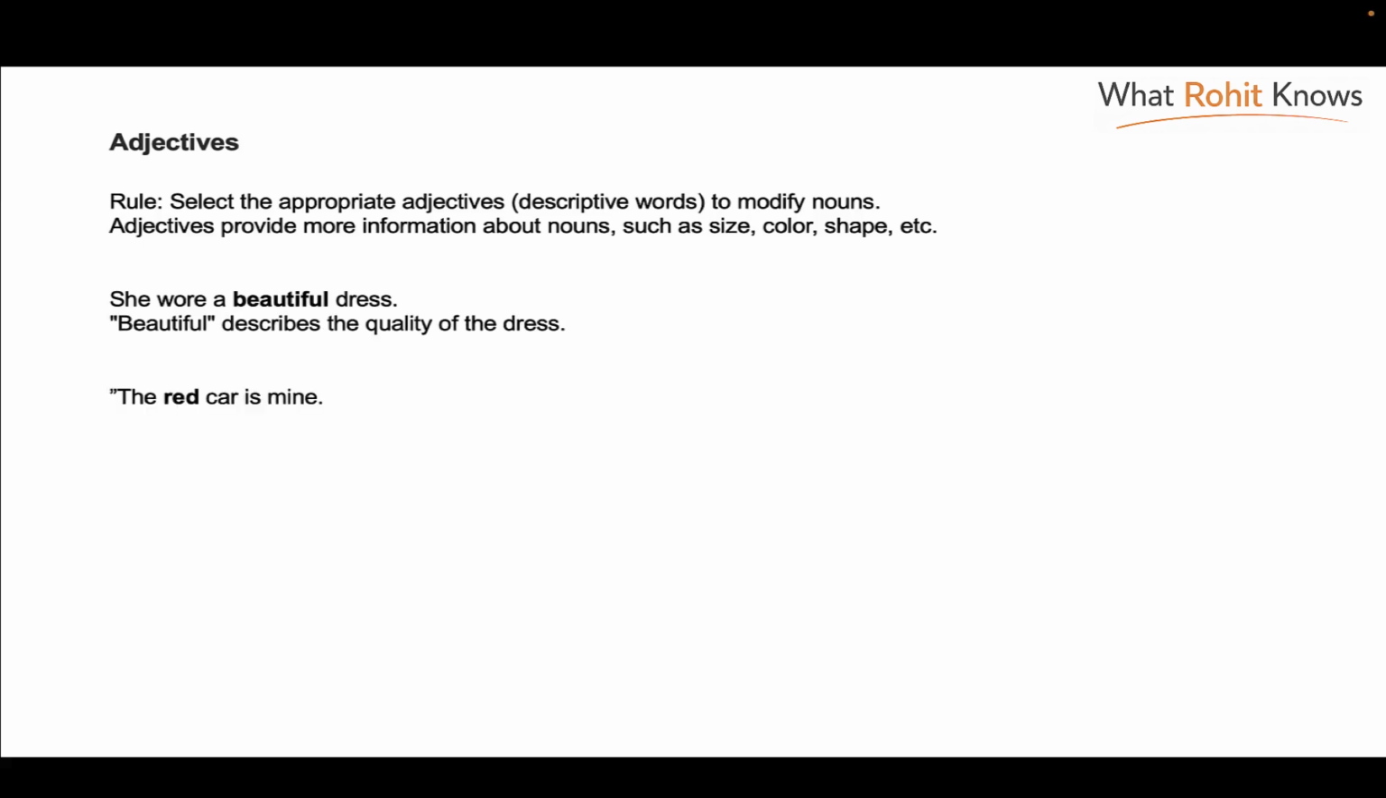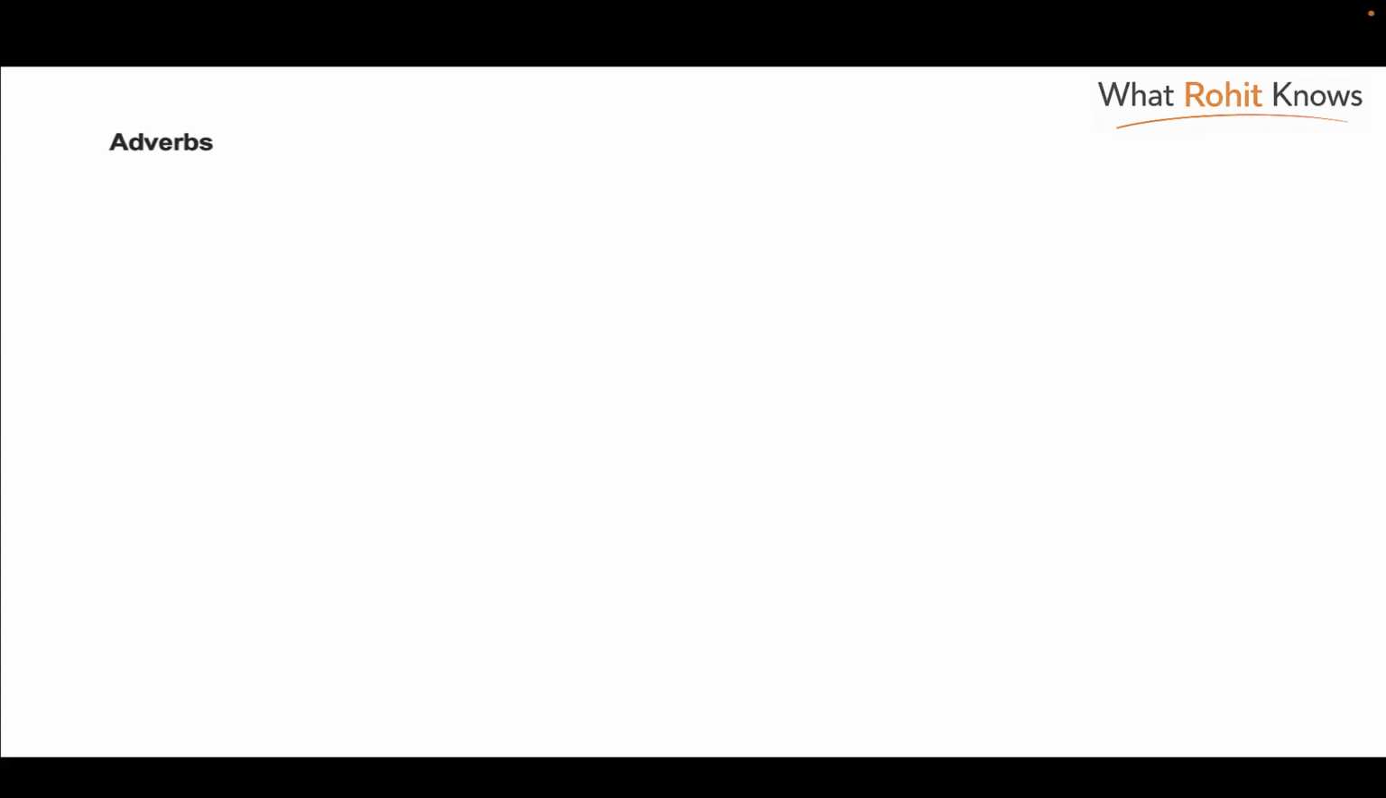The red car is mine. So dash car is mine. Then again, I look for an adjective and the red car, yes, sounds good. So I'll pick red. That is how you go about adjectives. A similar kind of process for others. For example, adverbs here. Now these, they modify, they can come with a verb or an adjective or even another adverb.